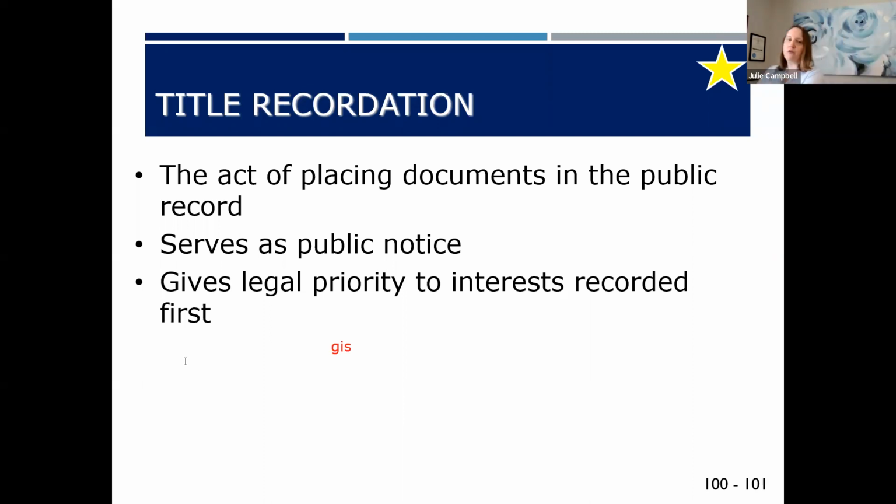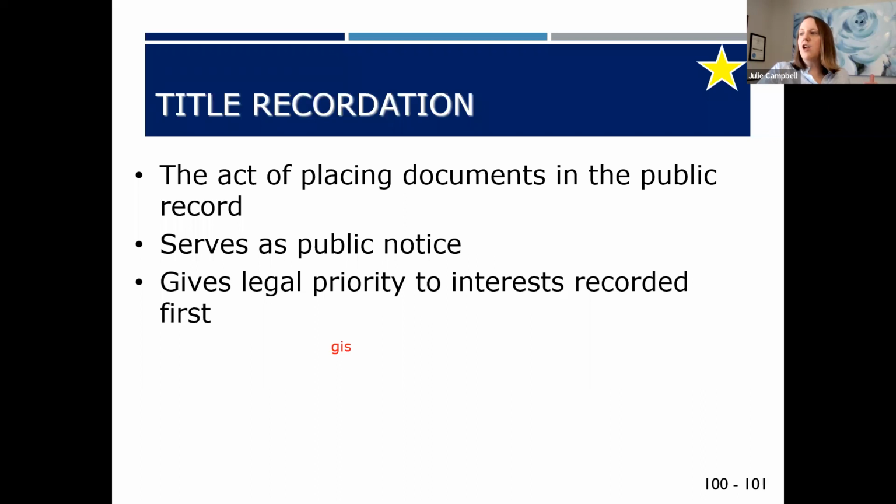And that's the whole point of recording, is to serve as public notice. It's letting the public know, hey, these documents are here. Documents that are recorded are going to have a greater priority, a greater interest legally than those that are not. The attorney is the one that's responsible for title recordation. And there's a certain order when we're at the closing table of how the attorney has to record things.